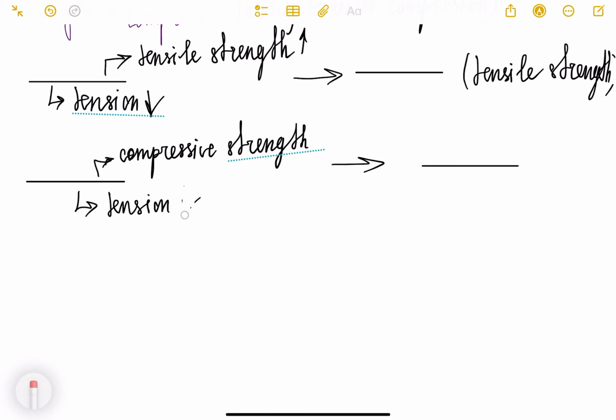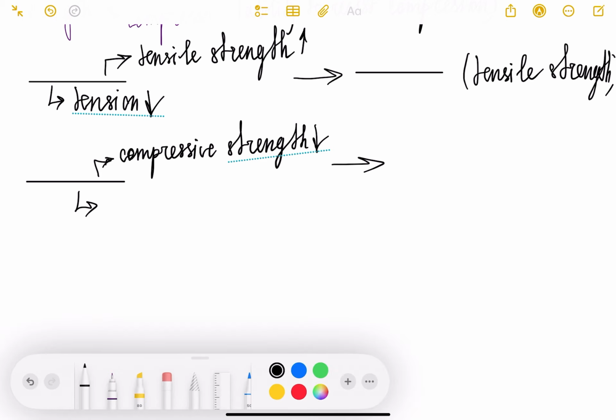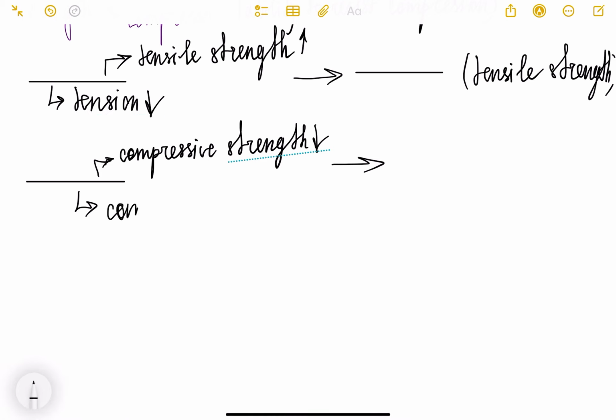But let's imagine it in a different way. Compressive strength is lower, tension is higher. Compression, this is not tension. I'm sorry, I made a mistake. So this is compression. So compression will win, okay? Compression will win, so it will be shorter. Very easy, very obvious, right?